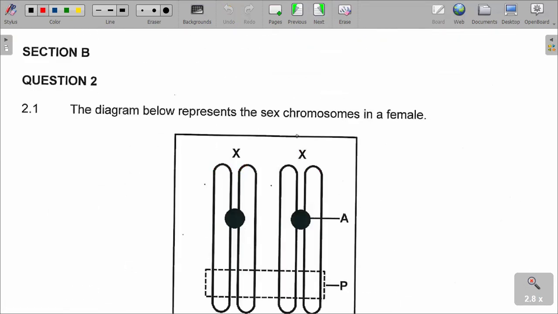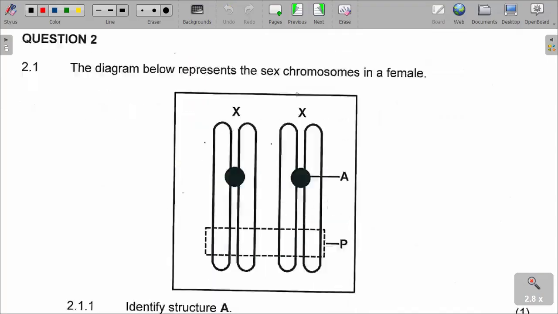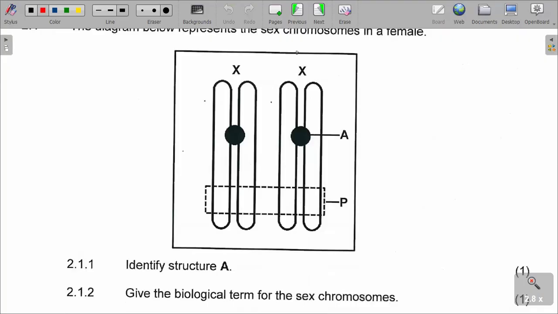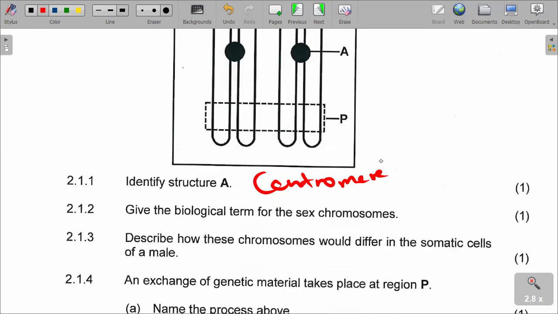We have got question 2: represent the sex chromosomes in a female. Identify structure A. A, as you can see, is the centromere, which joins two chromatids together. Give the biological term for the sex chromosomes. The sex chromosomes are also called gonosomes.